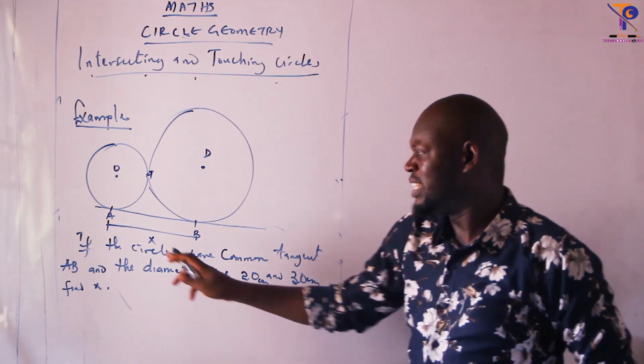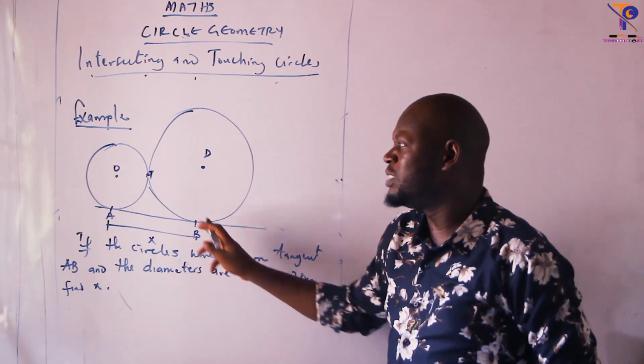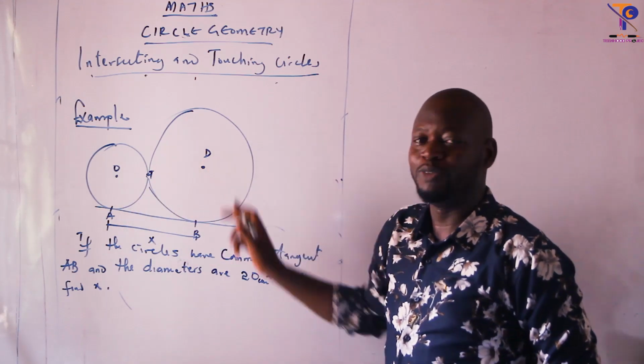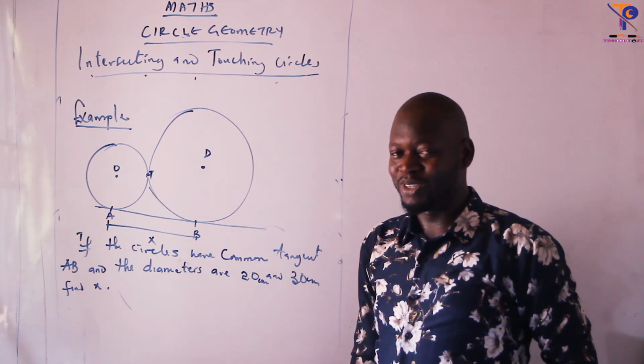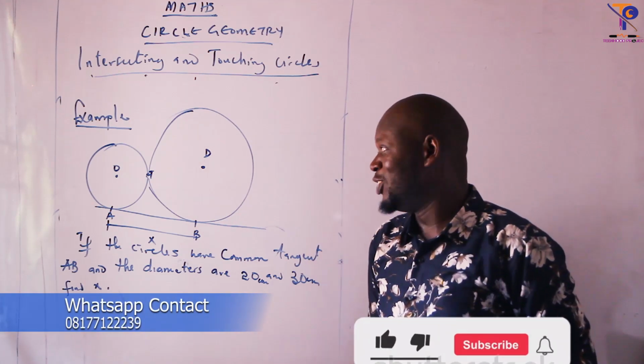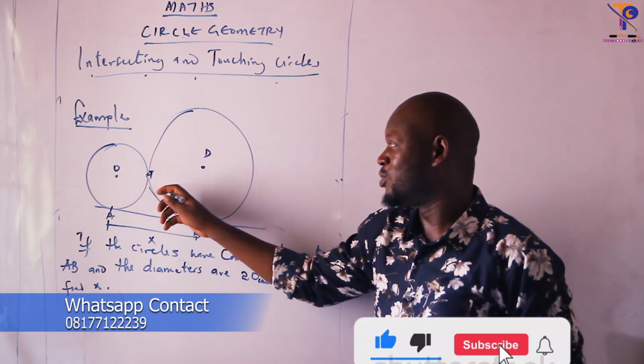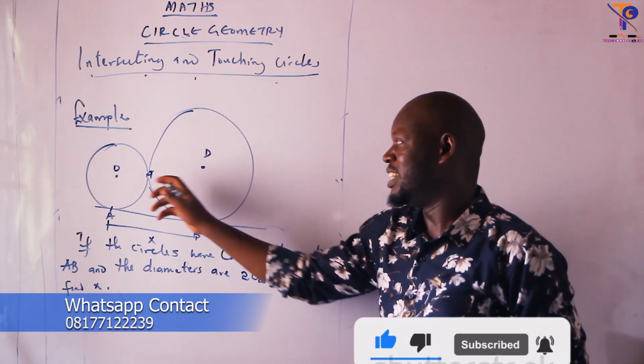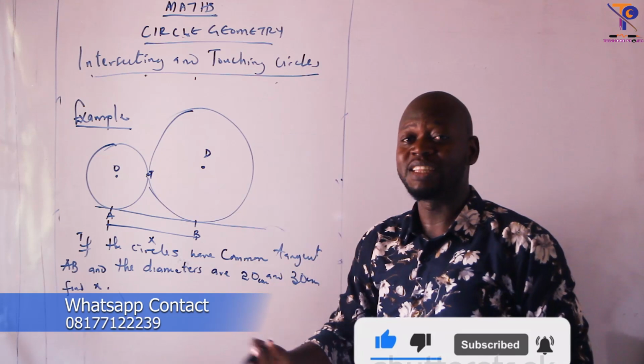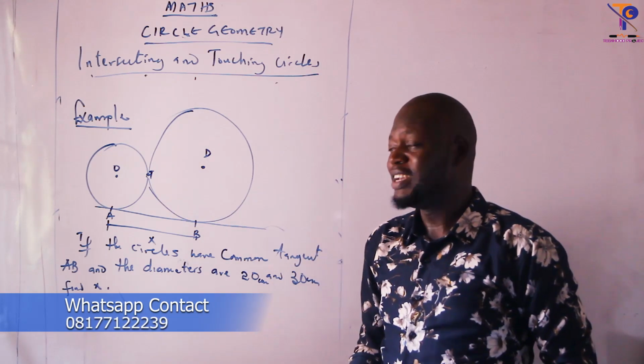But note, the distance between A and B is not the distance between O and D. Please note, it is not. We should not just add the radius here and the radius here and get our answer. It is not like that.